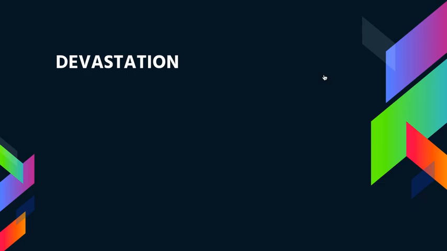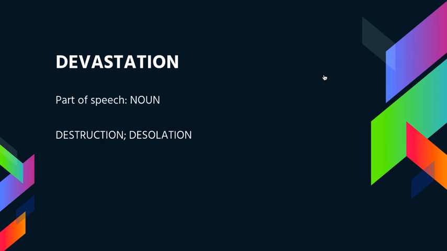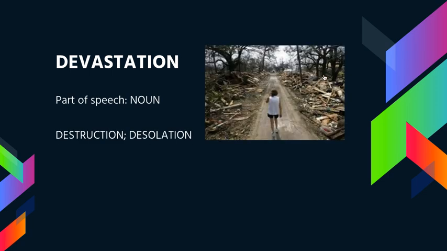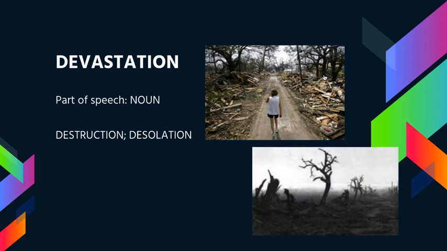Another word, devastation. This is a noun. Definition is destruction or desolation. After a hurricane or tornado, a person walking down, looking at the devastation, looking at all the destruction. After a nuclear bomb goes off, there's lots of different examples that you could think of for devastation, after a war, things like that. So think of that, and that's all of our words.